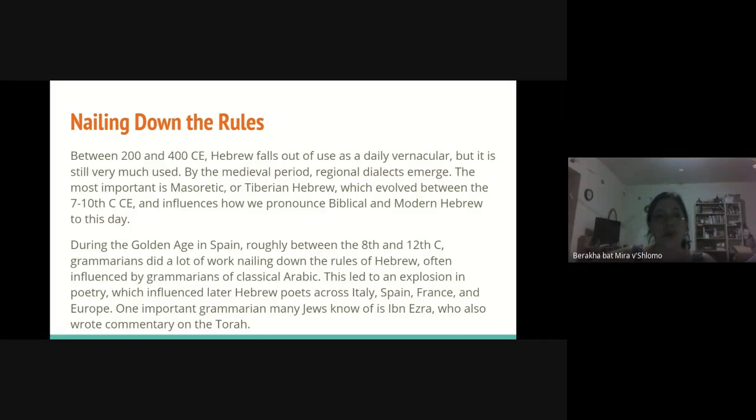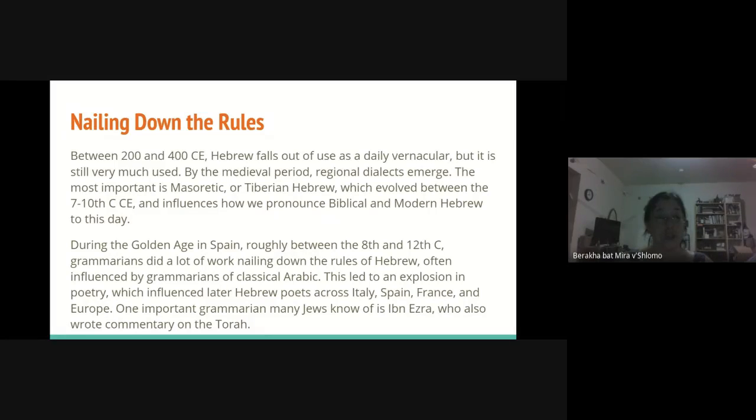Now, the rules of Hebrew, of course, do change over time, but as far as modern usage is concerned, by the time it gets to 400, Hebrew is no longer in use as a daily vernacular, though it is still used in ways of intercommunity communication and, of course, liturgy. By the medieval period, you already have regional dialects emerging, which is quite fascinating. Of the very many regional dialects that exist, the most important is Masoretic Hebrew, also known as Tiberian Hebrew, because it was developed in Tiberias. This evolved between the 7th and 10th centuries, and this specific dialect influences how people pronounce biblical and modern Hebrew to this day.